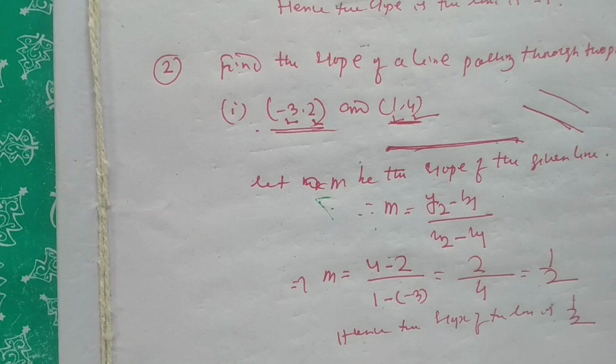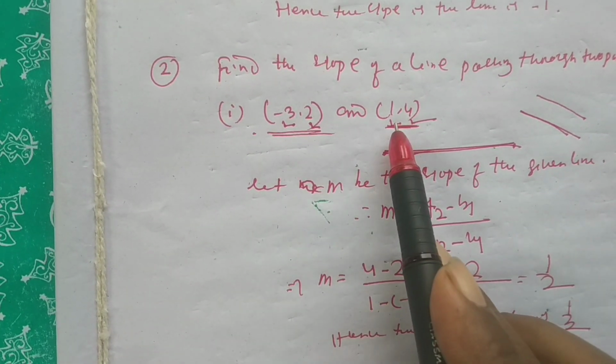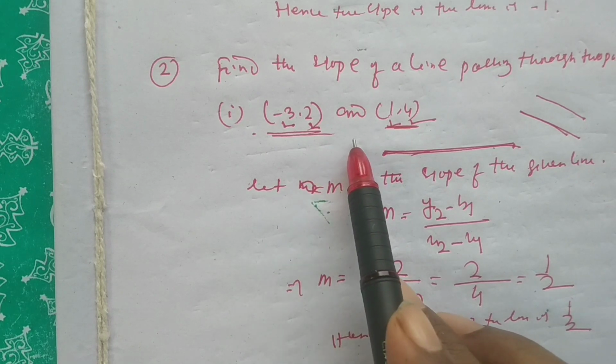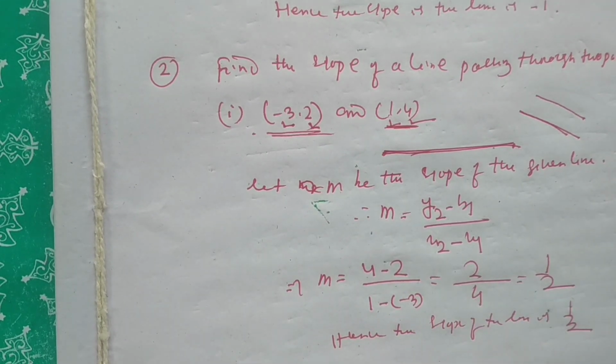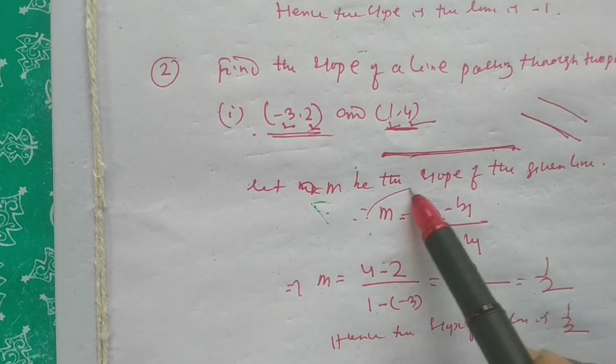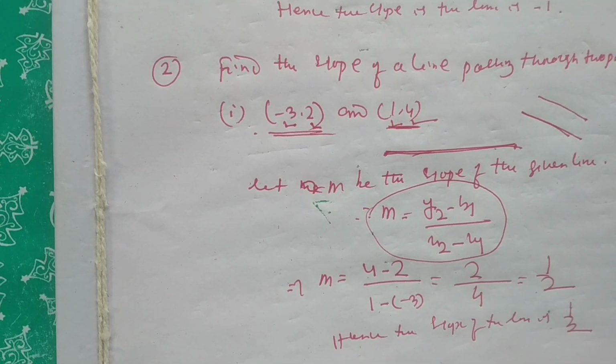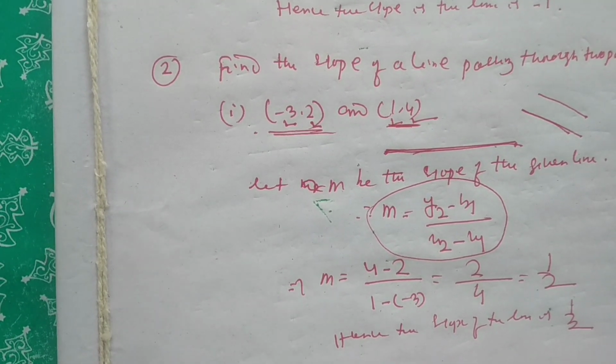What are we doing? When 2 points with 2 coordinates are given, firstly we take x1, x2, y1, y2. After that we put them in this formula, then we get the slope. The other bits of this number 2 are also the same type.